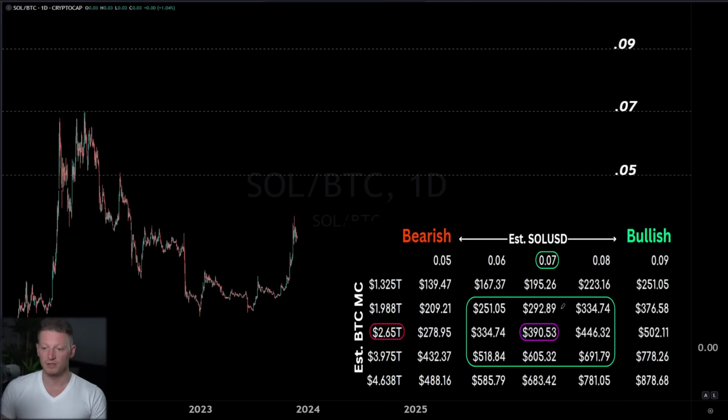So remember, we're talking about market peaks here. That's one thing you have to keep in mind. We're talking about peak price levels.